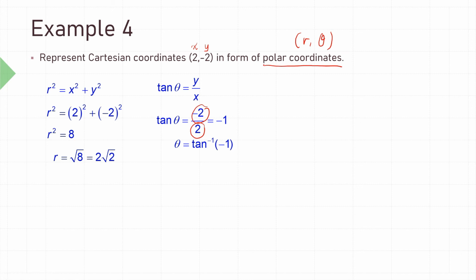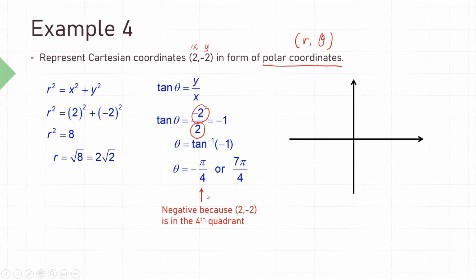Tangent inverse of negative 1. Now if you use radians, it should be pi over 4. But why is it negative? So I get these two values actually, negative pi over 4 and 7 pi over 4. How do I get this? Later I will explain.